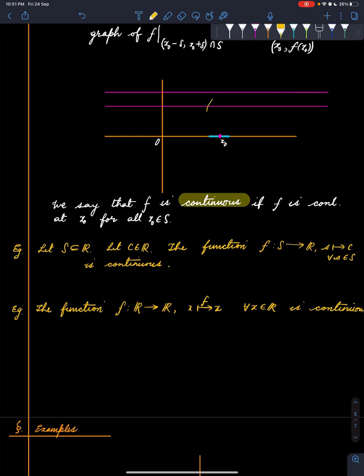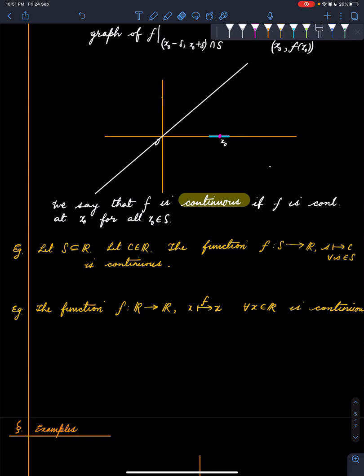Alright, so let me erase these. We have this function, and let me erase this epsilon band. We are given a point x naught, and we want to show that the function is continuous at this point x naught. Let me also erase the blue thing. Again, we have been given the point x naught, and the graph of this function has been drawn. It looks like this, where this is a 45-degree angle. And we want to show that the function is continuous here.